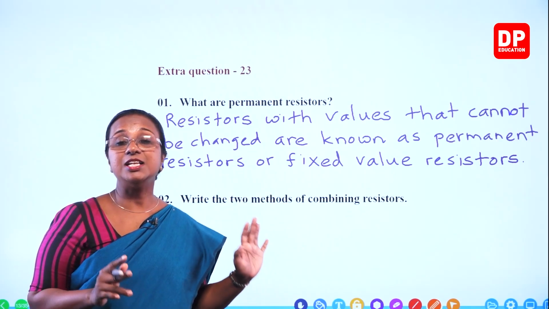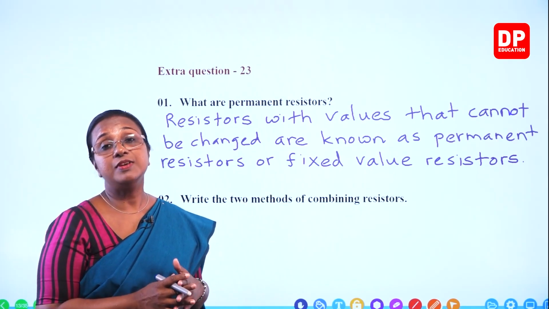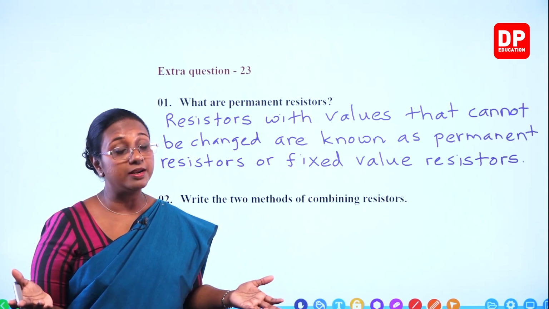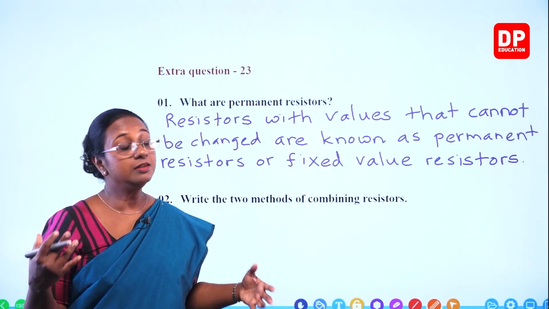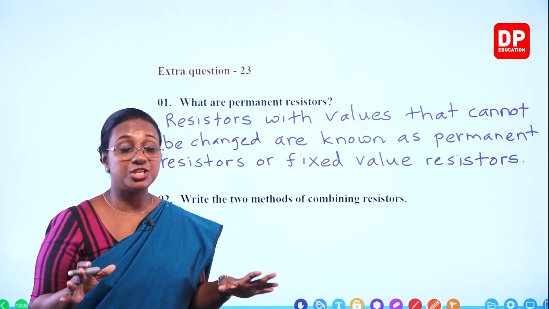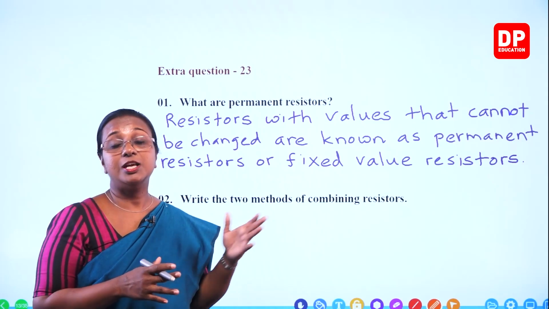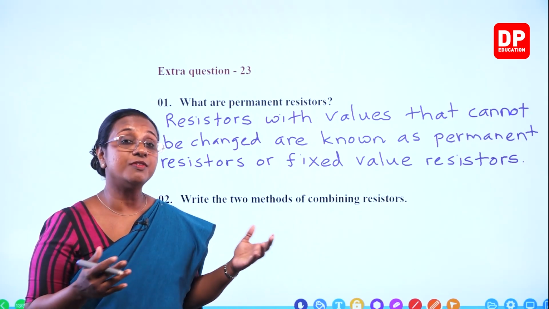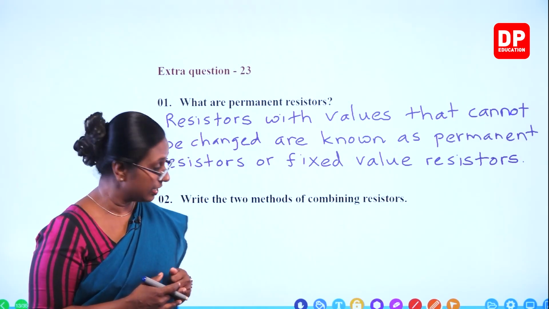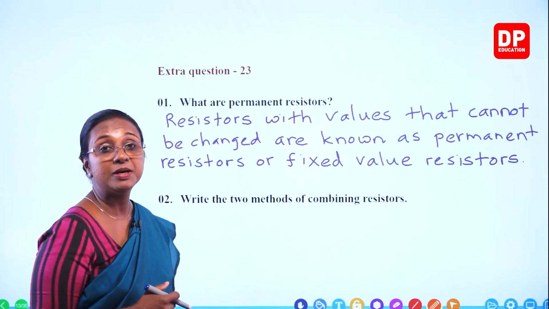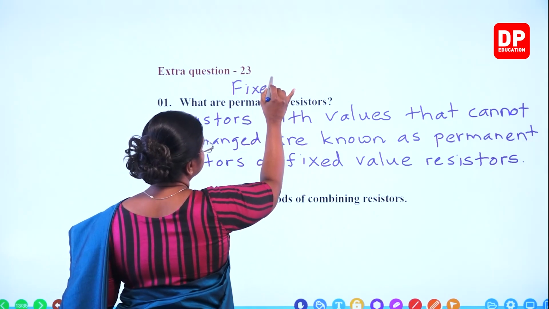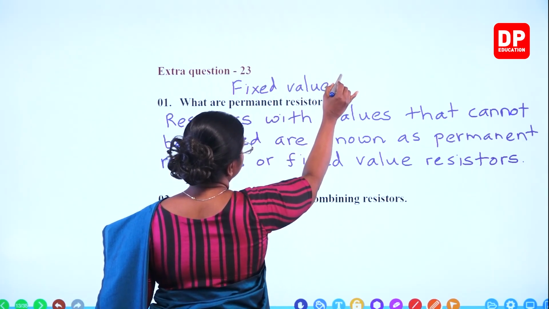So the concept is that you cannot change the resistance of a fixed value resistor. You are familiar with different values like 5 ohm, 10 ohm, 20 ohm, 100 ohm, even 1000, 10,000. You have different values, but for a particular resistor, the value does not change. And you are familiar with calculating or determining the resistance of a fixed value resistor using the color bands. So that is a fixed value resistor, or another name is permanent resistors. So here these are fixed value resistors.